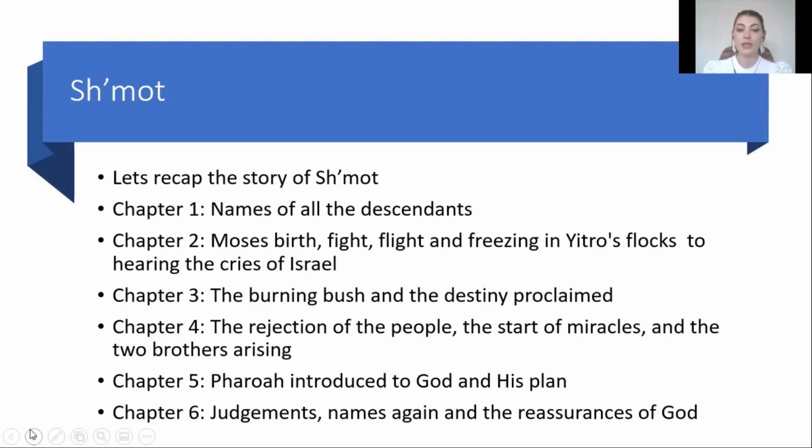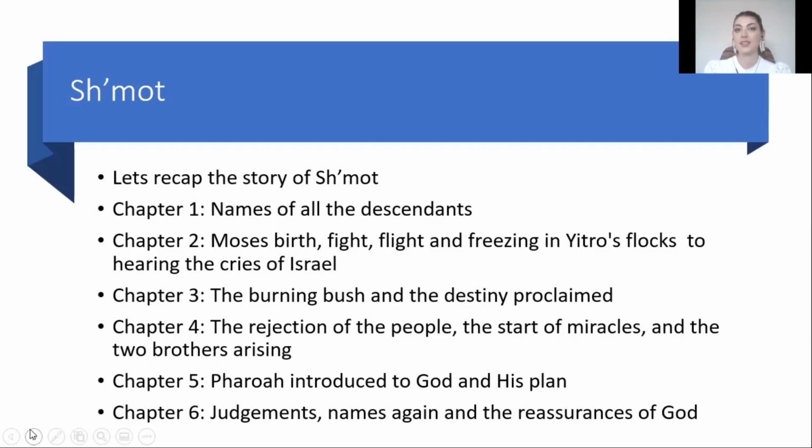Then chapter 4 is the rejection of the people, the start of miracles. The first miracle that we see is the burning bush. And then the 2 brothers arising, namely Moses and Aaron. Then chapter 5 is Pharaoh being introduced to God's plan, and chapter 6 is the judgments, and then we have names again.